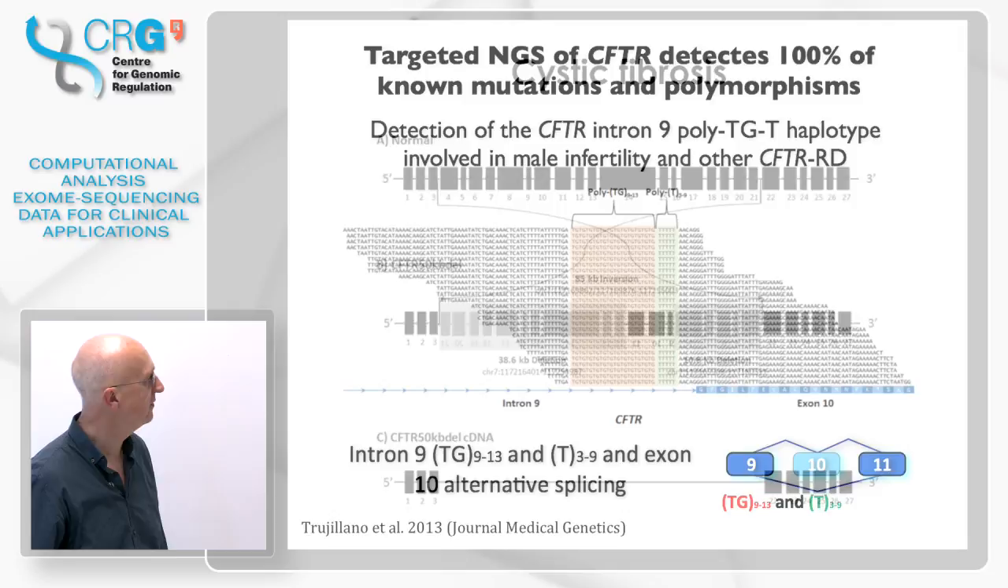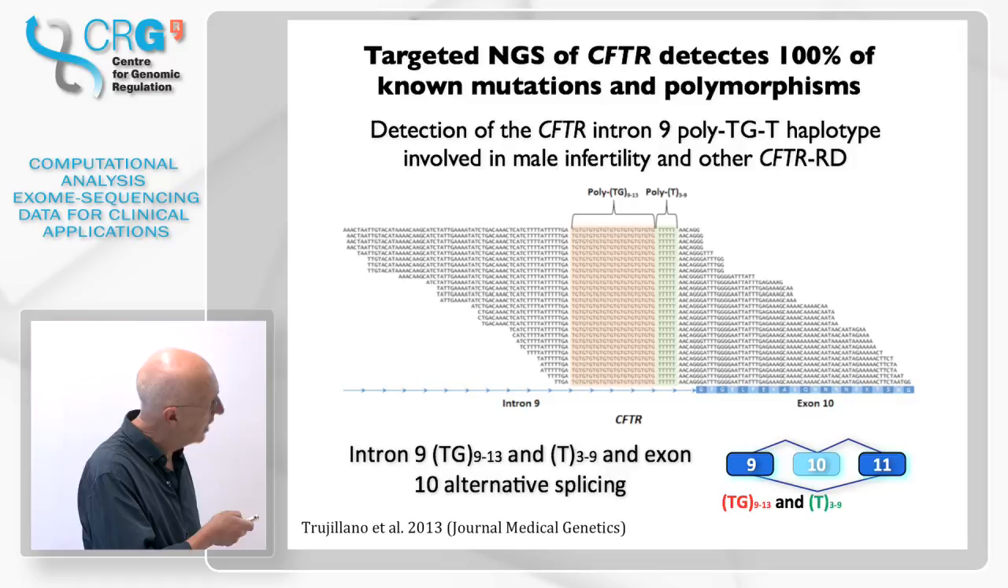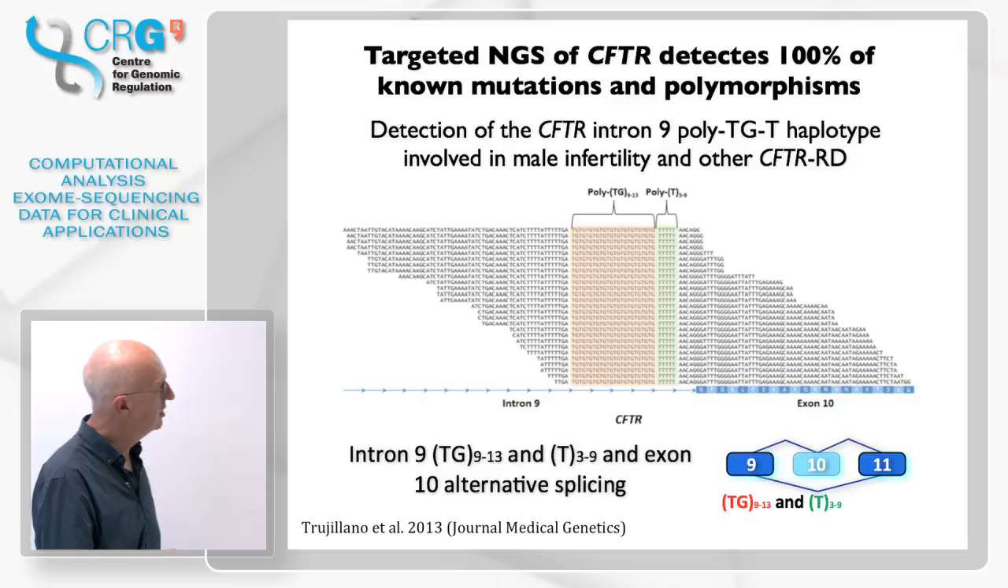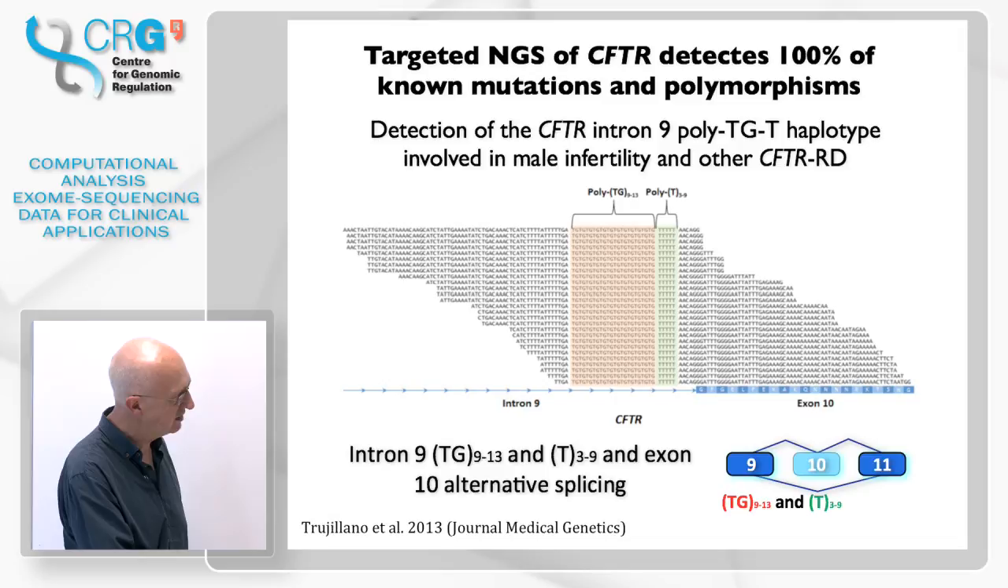Even some variants that are indels. Indels are the most difficult types of genetic alterations, quite difficult to characterize. In the case of CFTR, in intron 9, there is one of such structures, which is a dinucleotide repeat and a poly-T repeat that varies between individuals, from 9 to 13 TGs and from 3 to 9 Ts. Depending on the length and the combination of these poly-Ts and poly-TGs, you will have alternative splicing of exon 10. And if this exon is spliced out, you have no function.